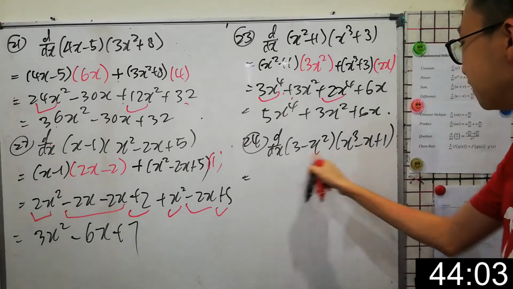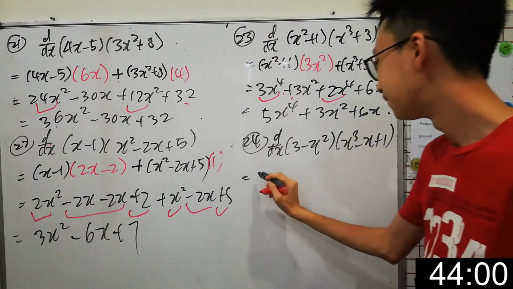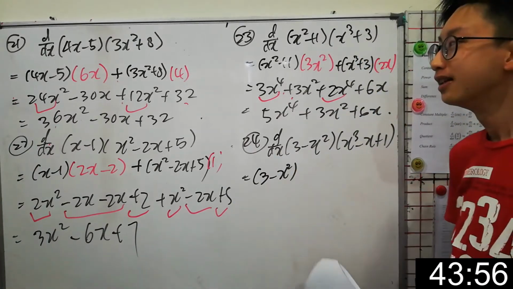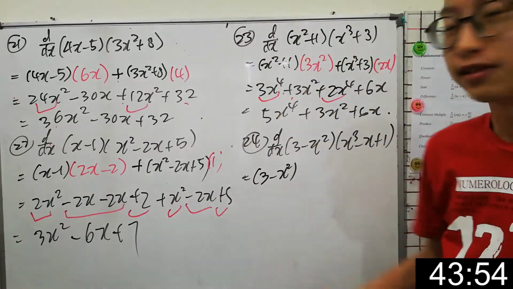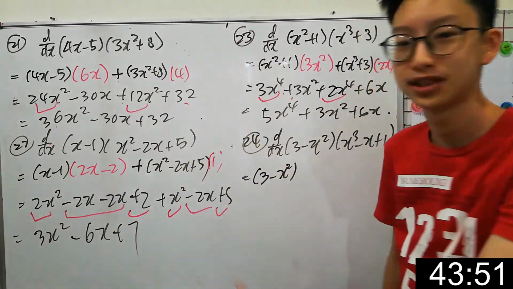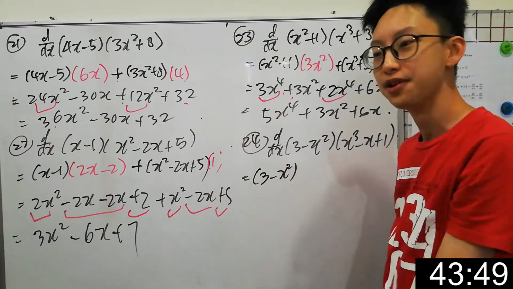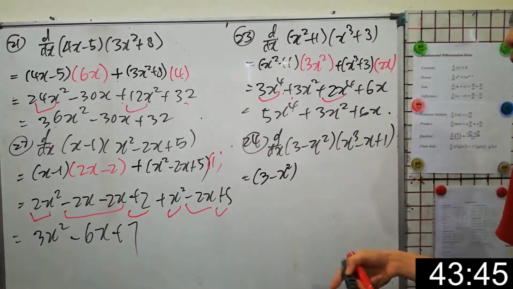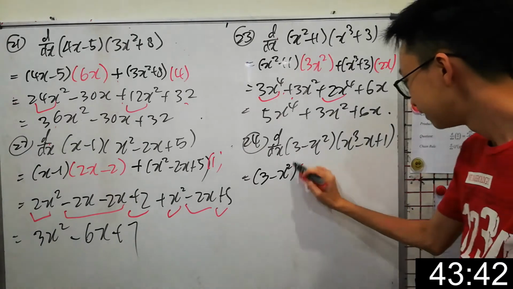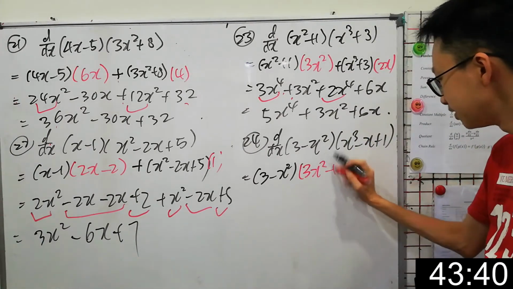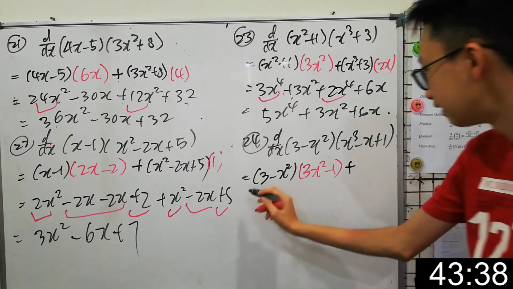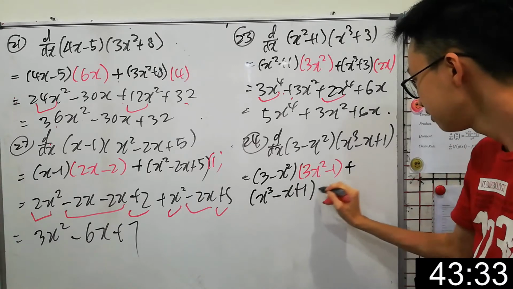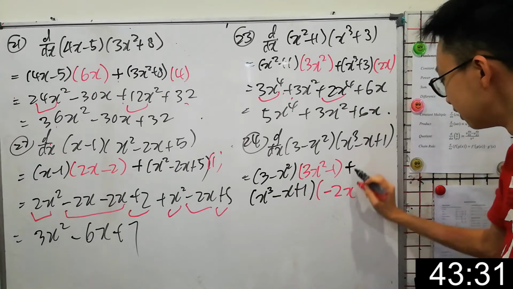Anyway, you copy the first bracket, minus x squared. By the way, for all the product rule questions here, you can actually expand the brackets, then just use the power rule and the sum and difference rule. But I want to show you how to do the product rule, that's why I do it all by product rule. Then you differentiate this, which should be 3x squared minus 1, then plus, second column, x cubed minus x plus 1 times the derivative, which is negative 2x.